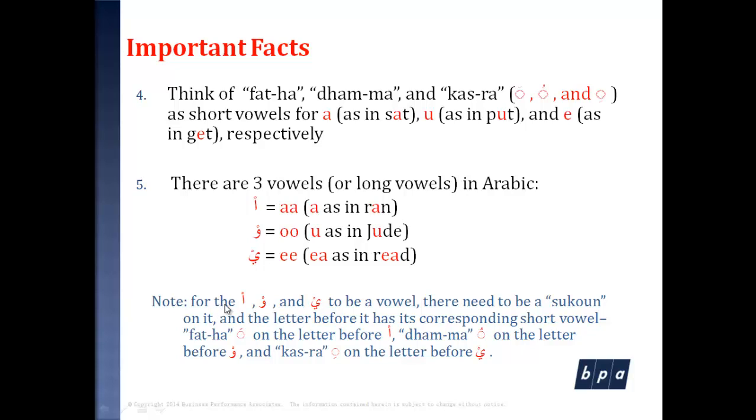Note that for these vowels to act as vowels, there are two conditions. The letter itself has to have a sukoon on it, and the letter prior to it would have to have a corresponding short vowel. So for the alif, the letter before it needs to have a fatha. The waw would need a dhamma to be placed on the letter before it, and the ya would need to have a kasra on the letter prior to it.